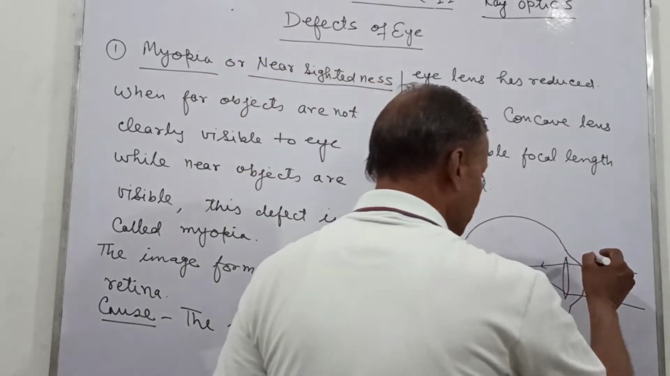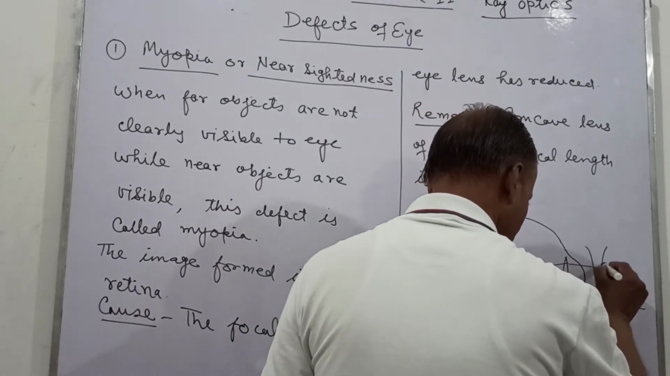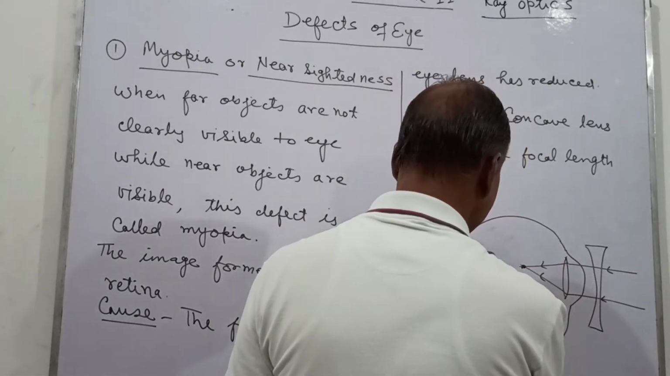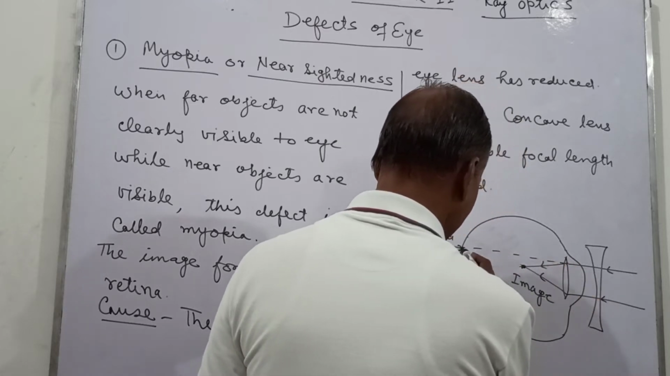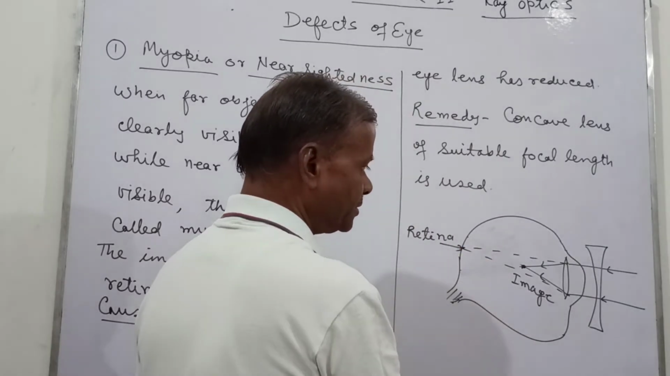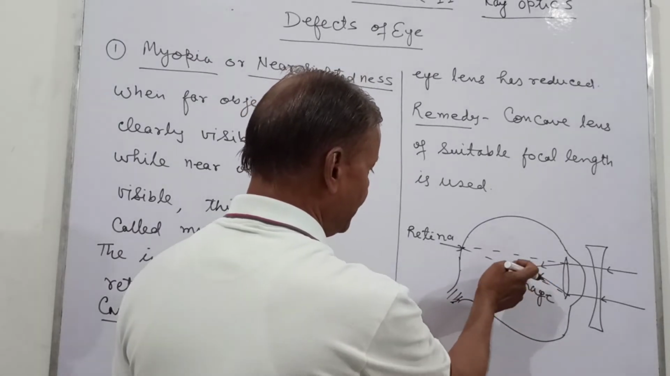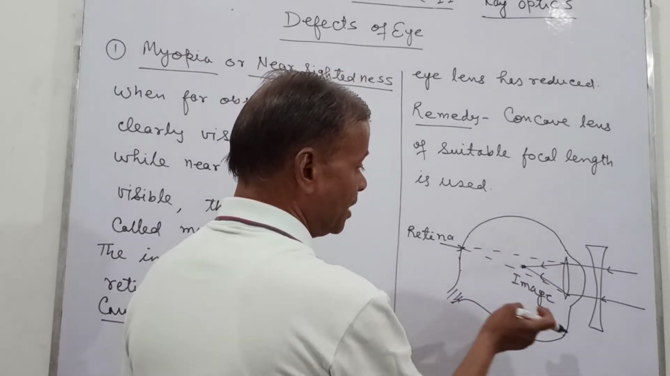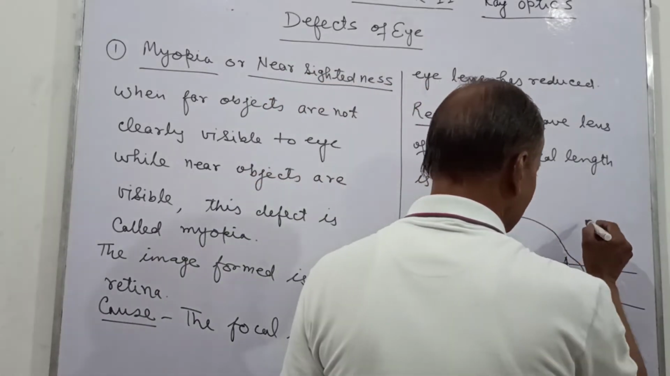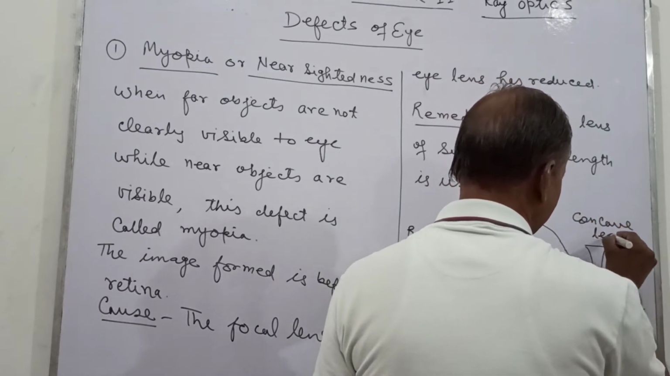And now if we use a concave lens, suppose you have a concave lens here, then this will spread the light rays in this way. So now the image will be formed at this point on the retina. After using this lens, we have the image on the retina. So this is a concave lens.